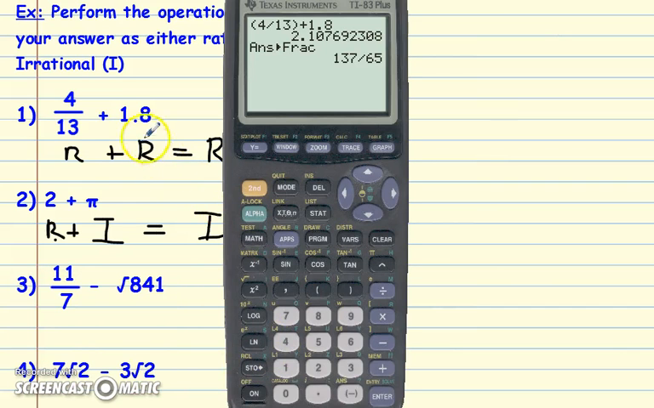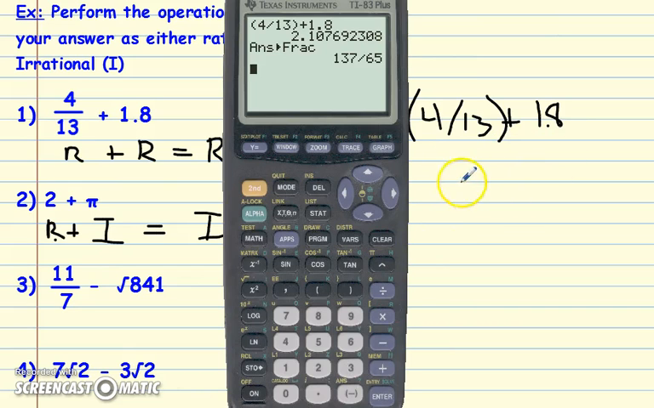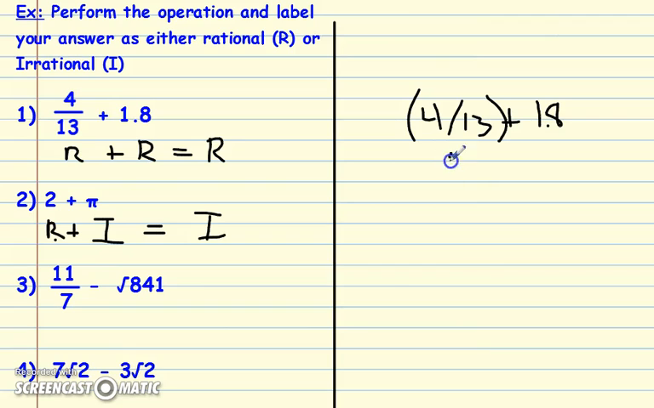Oh, and I forgot to write down my answer for number 1. When I add these together, I did it on my calculator. Always show your work, so we have to write down what we did in the calculator: 4/13 plus 1.8. And I know my final answer was 137/65.